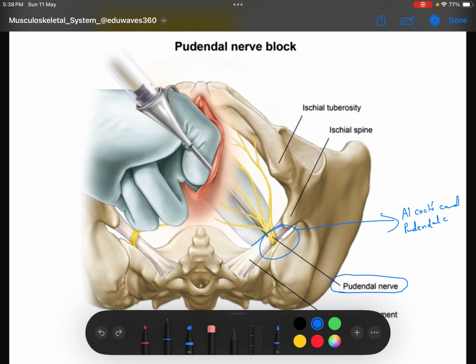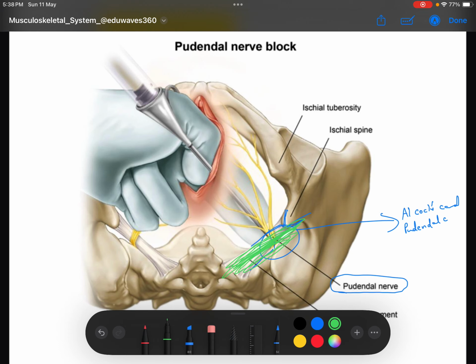the technique is that the ischial spine is the landmark. Okay, this is the ischial spine. This is the landmark for giving the pudendal nerve block. How? For the pudendal nerve block, the nerve runs medial to the ischial spine. It's not lateral, it's medial to the ischial spine, and just behind the sacrospinous ligament. Okay, you can see here, this is the sacrospinous ligament. Behind the sacrospinous ligament we see the nerve, medial to the ischial spine.